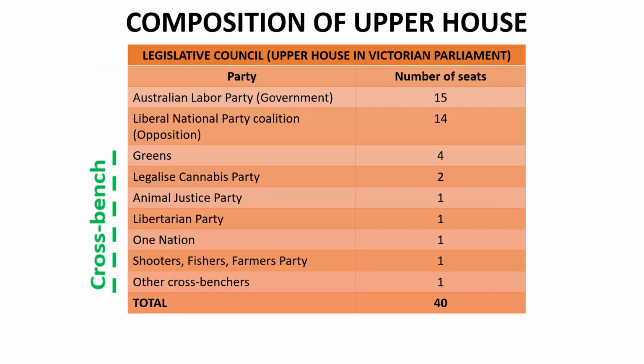On this slide, I've set out the composition of the upper house of the Victorian Parliament, that is the Legislative Council, as at 8 July 2025. You can analyse the effect of this composition on the ability of the Victorian Parliament to make law in a similar way to the analysis we've just done for the Commonwealth Parliament.